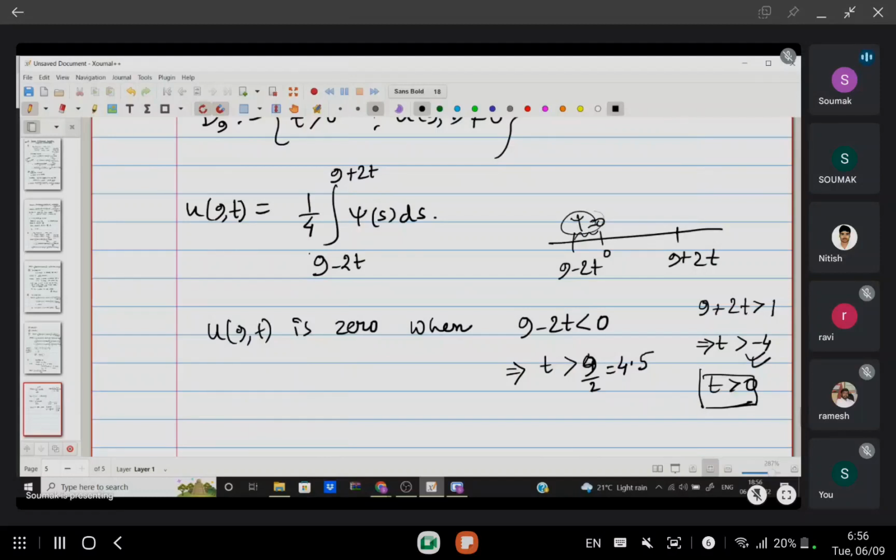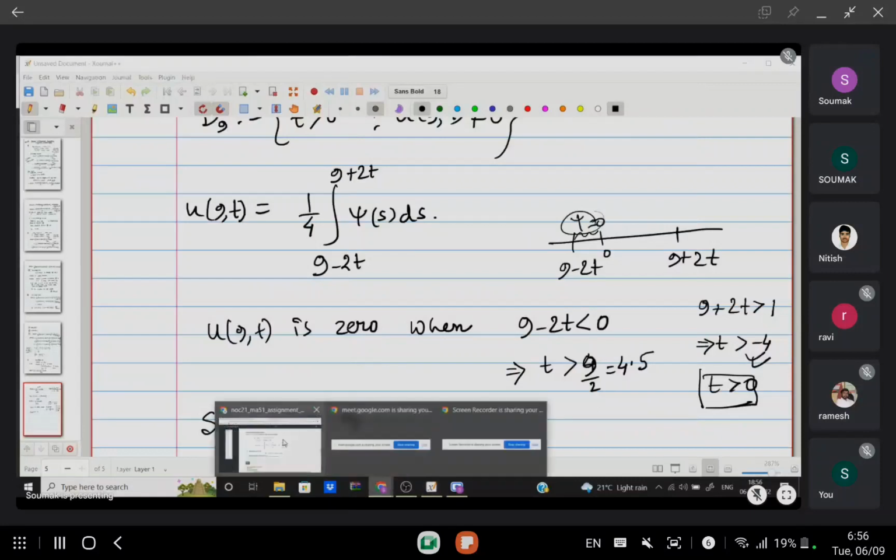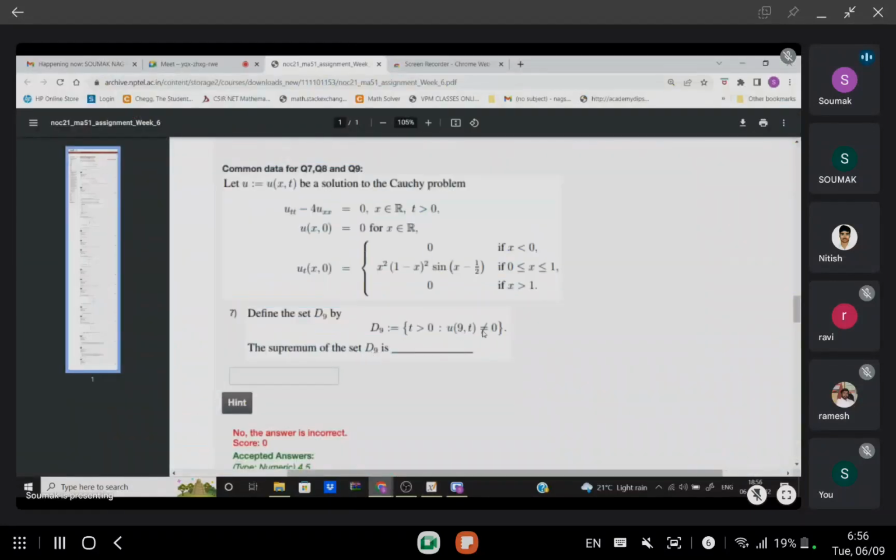So I have to find the supremum of this set. Let me show you the question again. You have to find the supremum of the set where it is non-zero. So I find where it is 0.